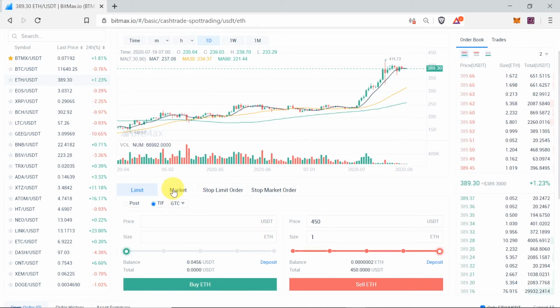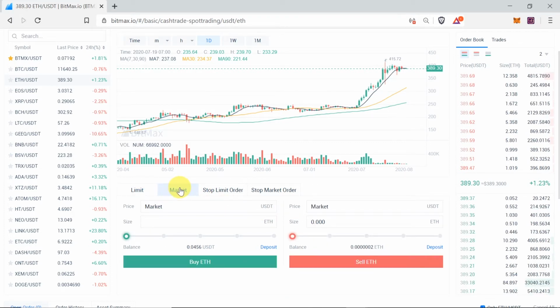Now let's move to the second type of order, which is market. Market order works a little bit different than limit. All we have to type over here, if we want to buy Ethereum, is the size. So let's say we want to buy maybe 10 Ethereum. The type is market, as we can see here. And now we hit buy. In that moment, after we hit buy, our order will trigger.